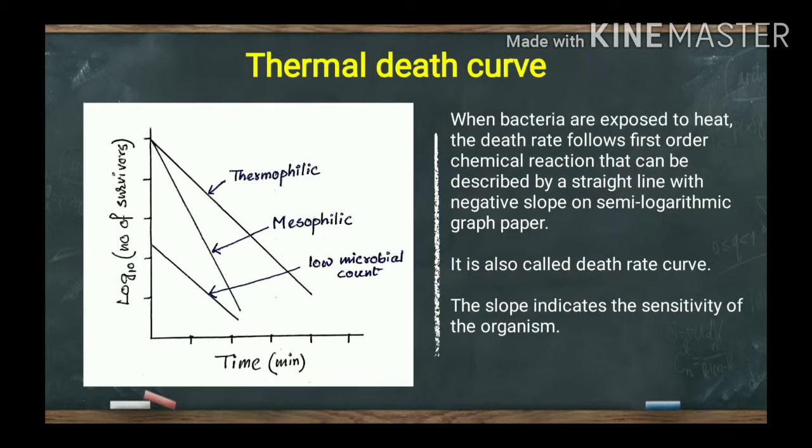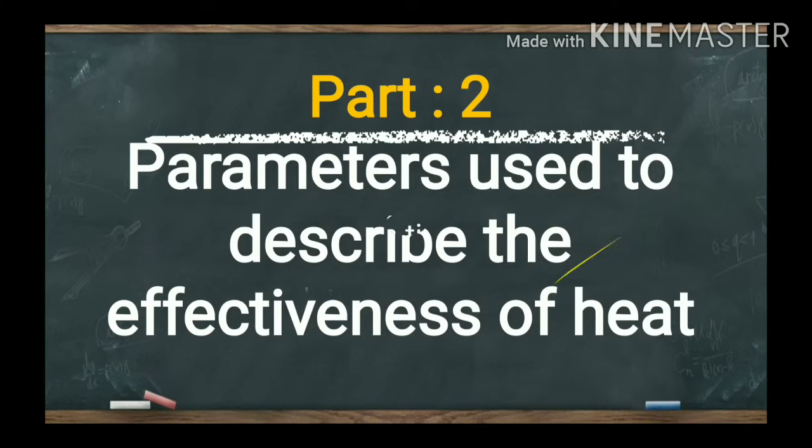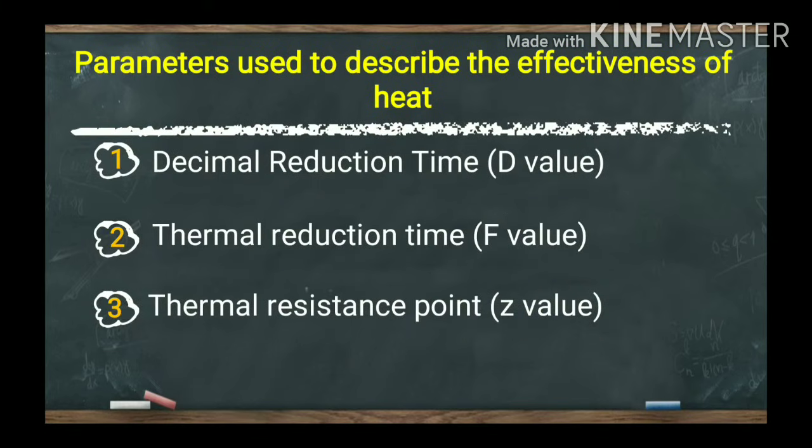When exposed to heat, the death rate of microbes follows first-order reaction kinetics, and it can be described by a straight line with negative slope on a semi-logarithmic plot. This plot is called the thermal death curve or death rate curve. We can see the difference of death rate between heat-resistant and heat-sensitive microorganisms, as well as when the bioburden is lower. Microbiologists often use three parameters to describe the effectiveness of heat as a sterilizing agent.